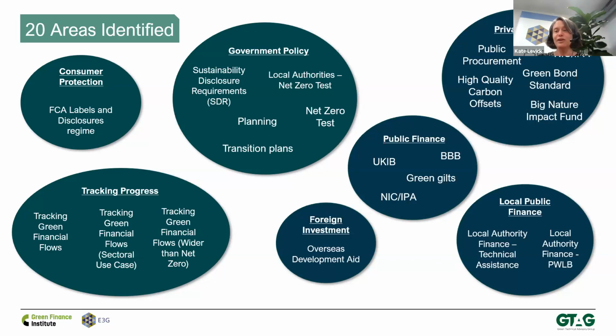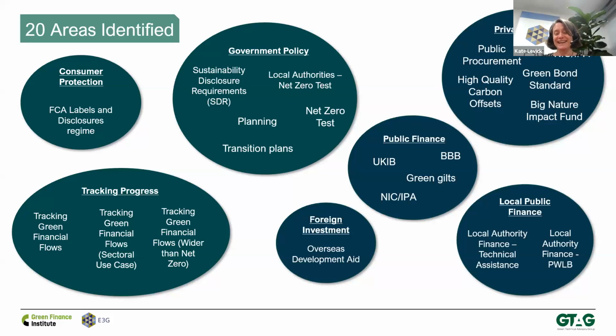Sort of over more on the right-hand side, as you can see, we have some national bodies where the taxonomy could be used to guide their investments or to monitor and measure what they're doing, and a number of different actors at play here. So the UK Infrastructure Bank, the British Business Bank, the Green Gilts which the UK has been issuing at the national level.